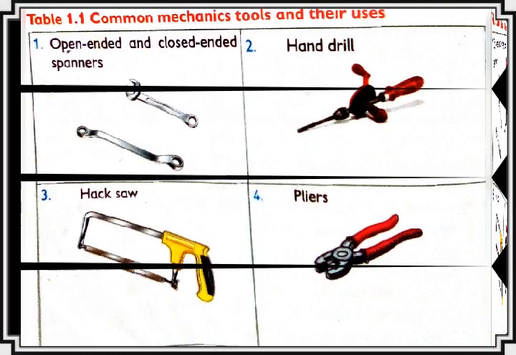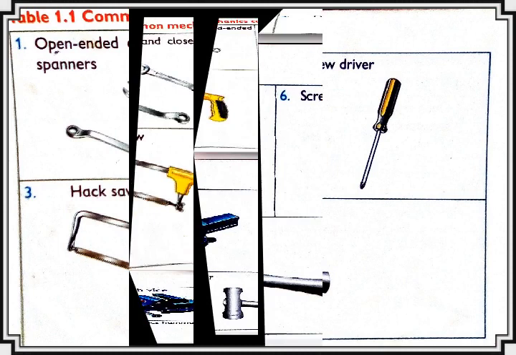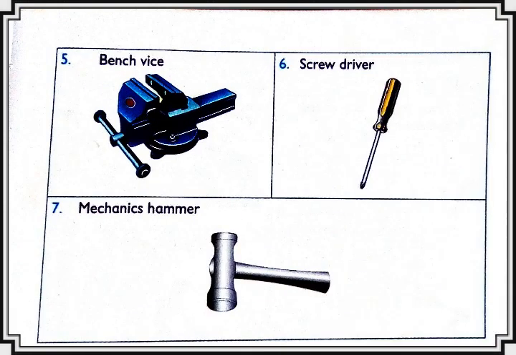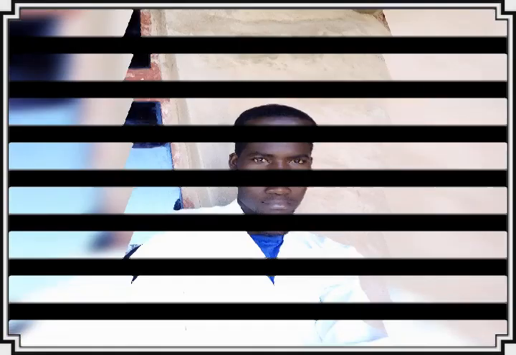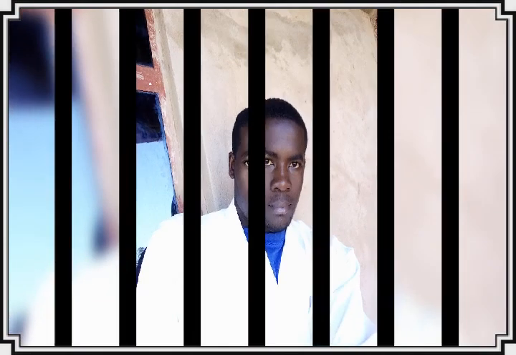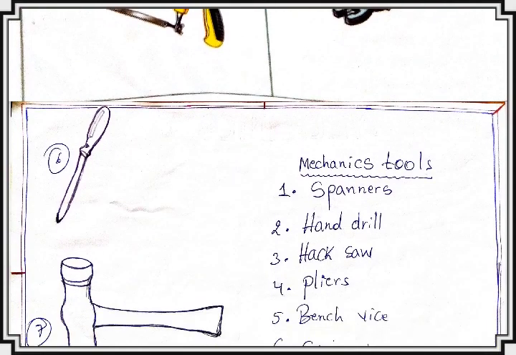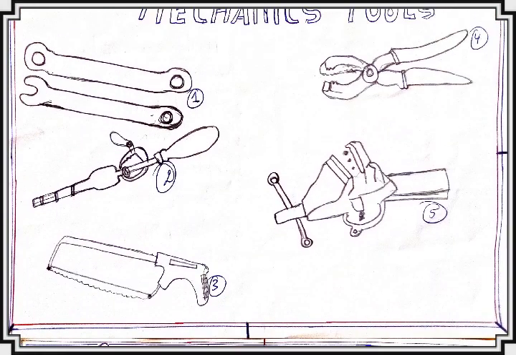Number 4 is pliers. Number 5 is called bench vise. Number 6 is called screwdriver. Number 7 is called mechanic's hammer. These are 7 tools used by a mechanic.